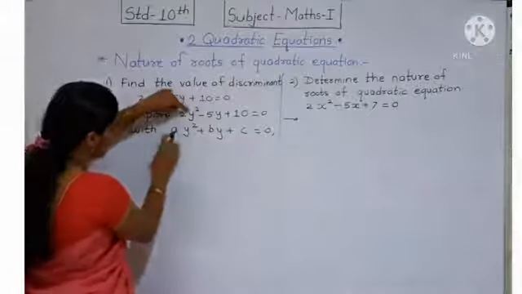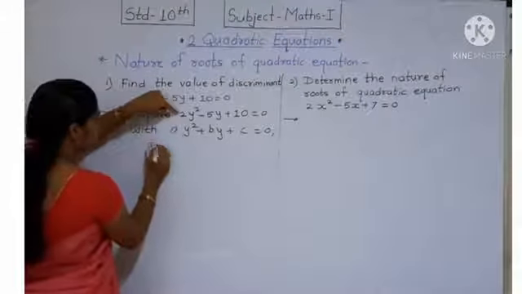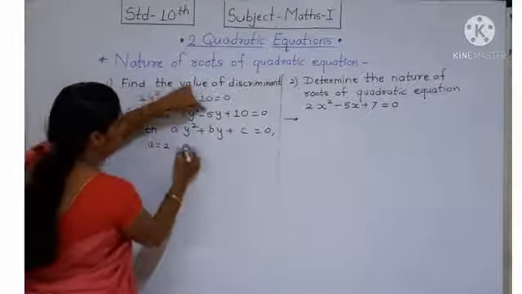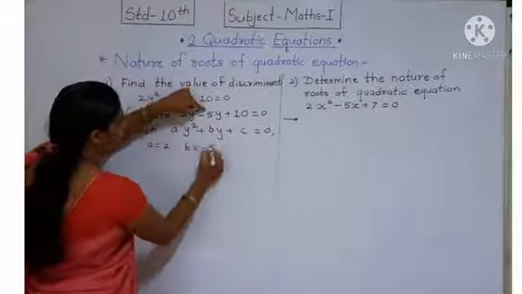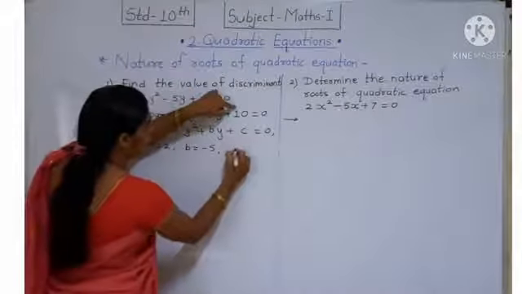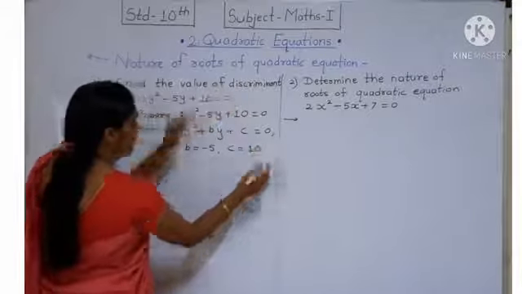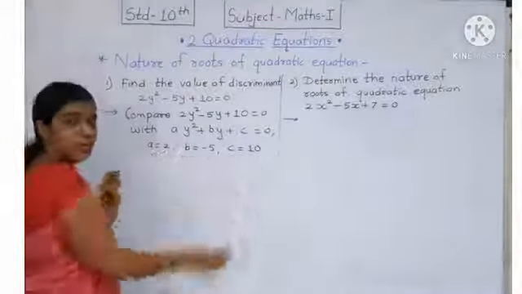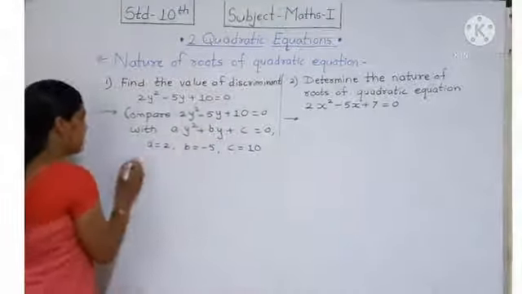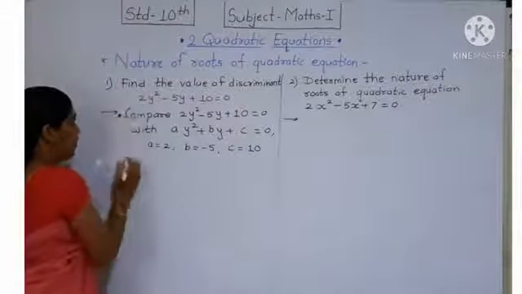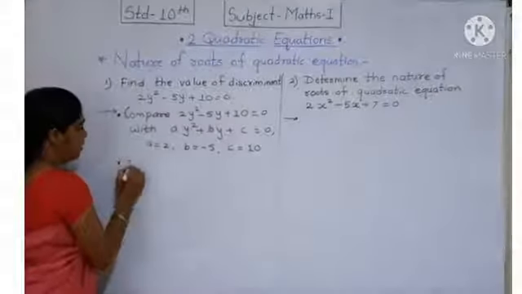What do we get? y² means the value of a is 2. What is the value of b? The value of b is minus 5. And what is the value of c? 10. A, b, c we get. So we find the discriminant. First step compare, and second discriminant.